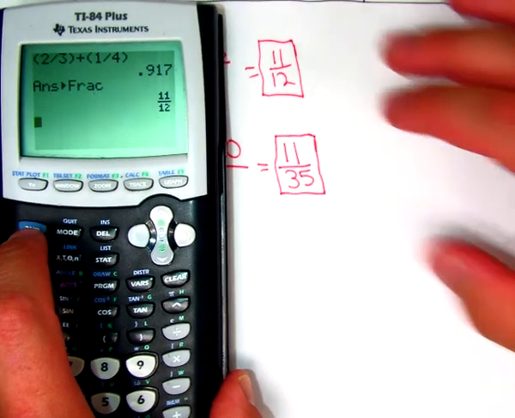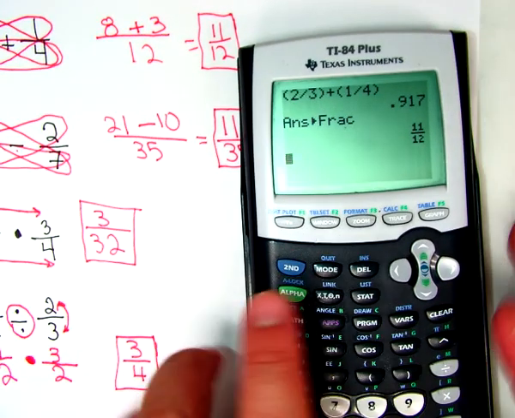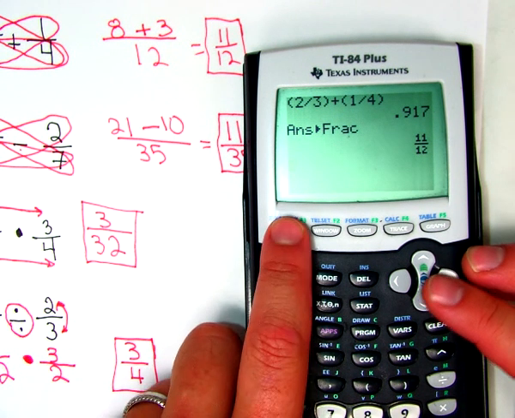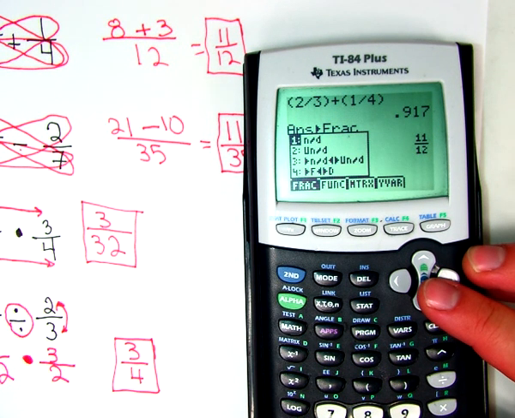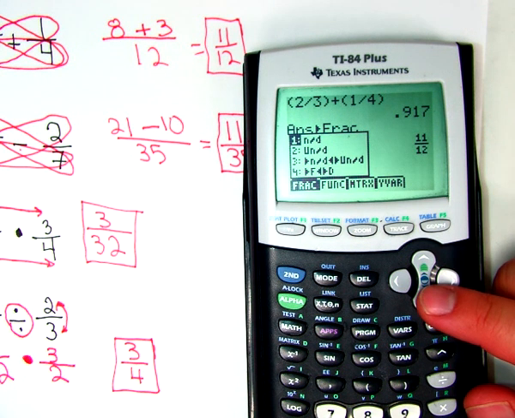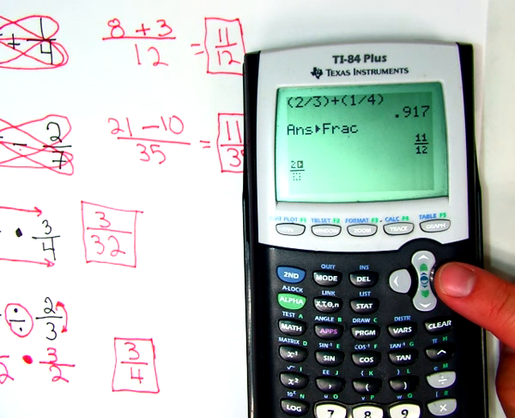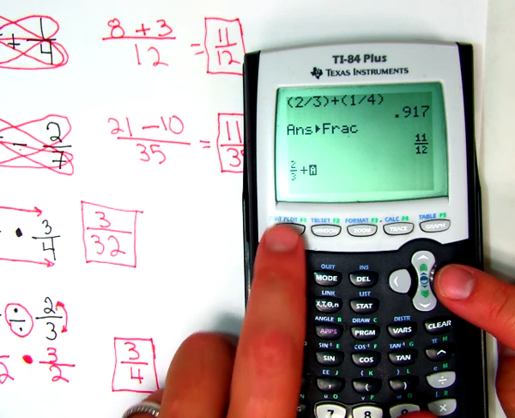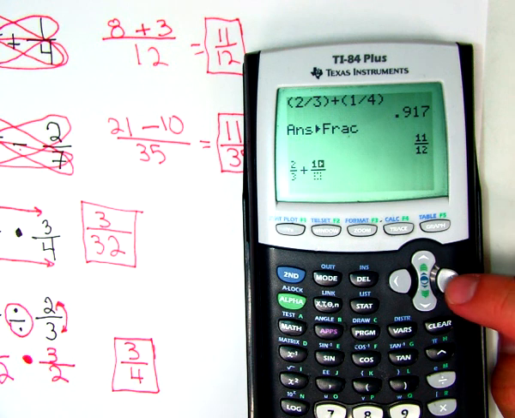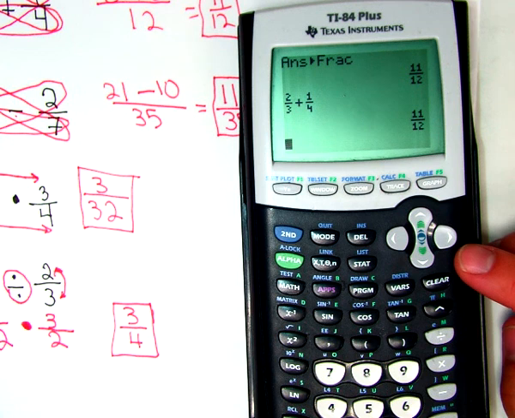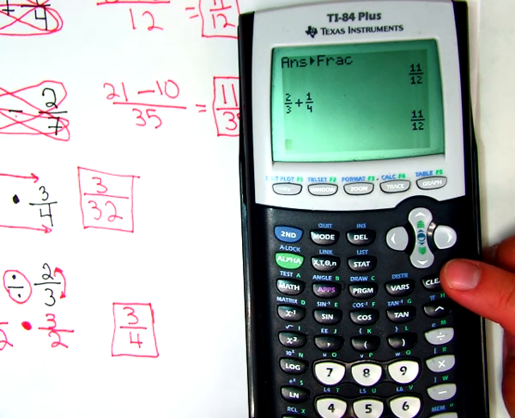Now the new operating system is kind of nice. It reduces some of the work you have to do. If you hit alpha y equals, it'll pull n over d, which is numerator over denominator. And we could say 2, you got to use the arrow to get out of that, so 2 over 3. And then you say plus alpha 1 over 4. So now you have 2/3 plus 1/4. And if you hit enter, it should keep it as a fraction for you. Okay? Using this, you could do the same thing for each problem.